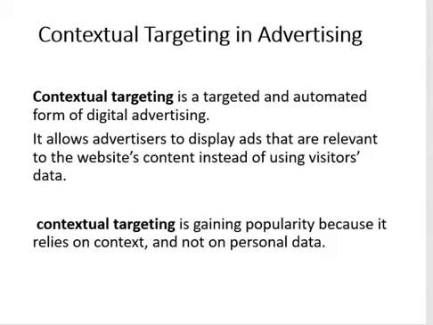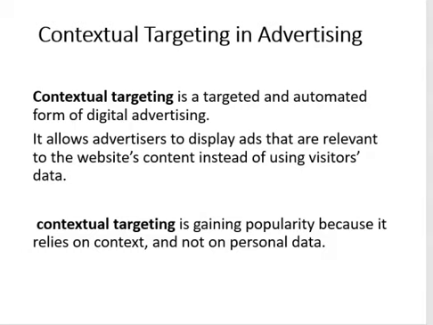Contextual targeting is a targeted and automated form of digital advertising. These are advertising techniques where ads are placed based on the content of a particular web page. For example, let us say you are running an active wear company. In this case, you might use contextual targeting to place ads for gym clothing.